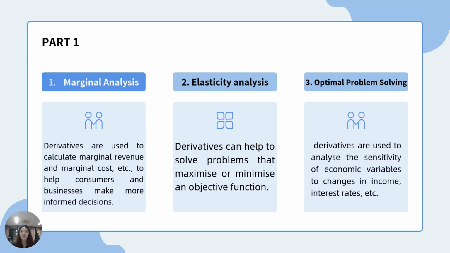1. Marginal analysis. Derivatives are used to calculate marginal revenue and marginal cost to help consumers and businesses make more informed decisions. 2. Elasticity analysis. Derivatives can help to solve problems that maximize and minimize an objective function. 3. Optimal problem solving. Derivatives are used to analyze the sensitivity of economic variables to changes in income and interest rates.